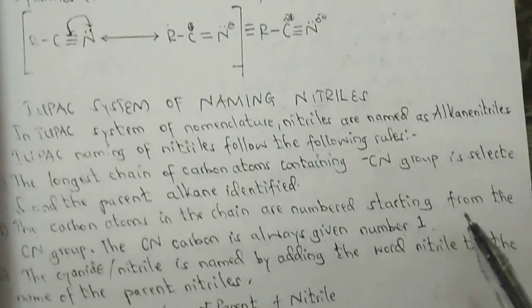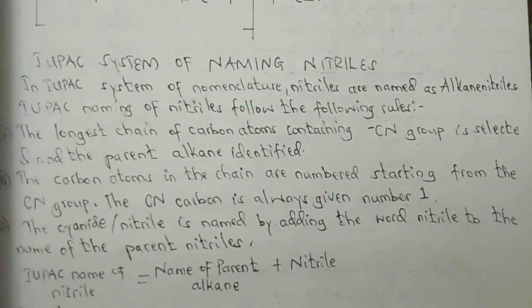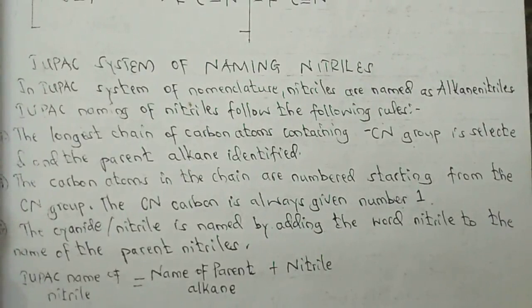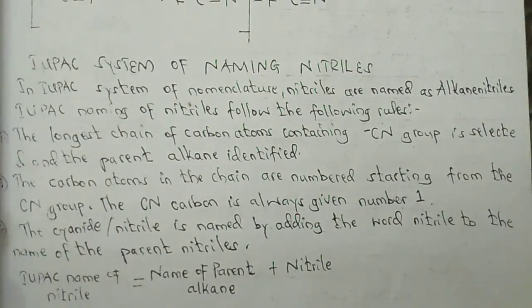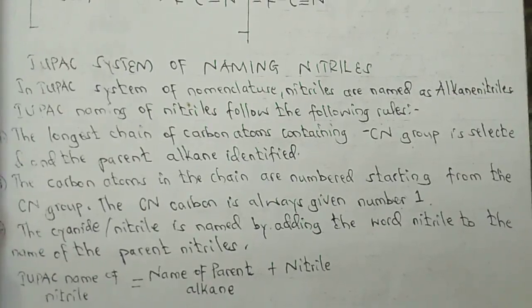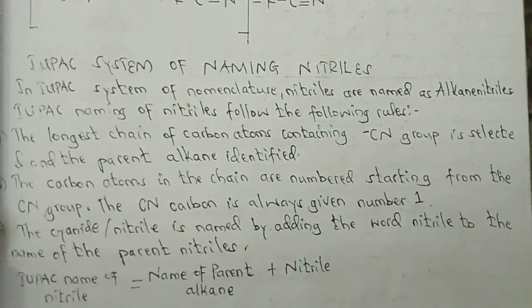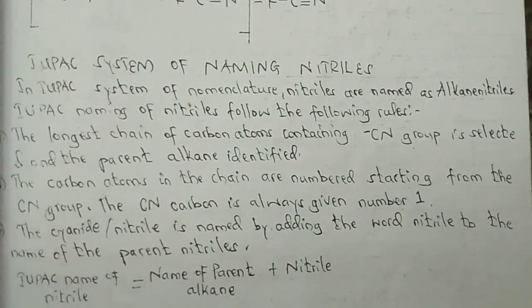IUPAC system of naming nitriles. In the IUPAC system of nomenclature, nitriles are named as alkanenitriles. IUPAC naming of nitriles follows the following rules. Kwanza, the longest chain of carbon atoms containing the cyano group is selected, and the parent alkane is identified. Lazima i-contain cyano. Then the carbon atoms in the chain are numbered starting from the cyano group, and the CN carbon is always given number 1. So this carbon is carbon number 1.